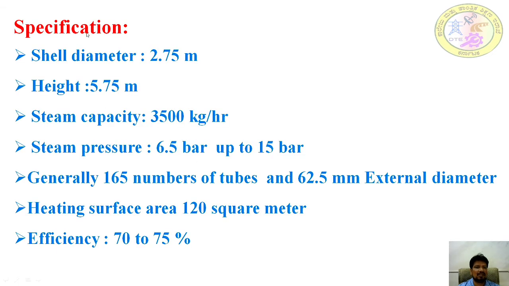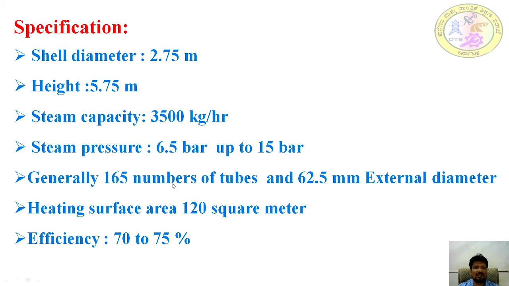So let us know the specification of the Cochrane boiler. The shell diameter is 2.75 meter, and the height of the shell is 5.75 meter. The steam capacity is 3500 kg per hour, that is the amount of steam it generates. The steam pressure ranges from 6.5 bar to 15 bar.